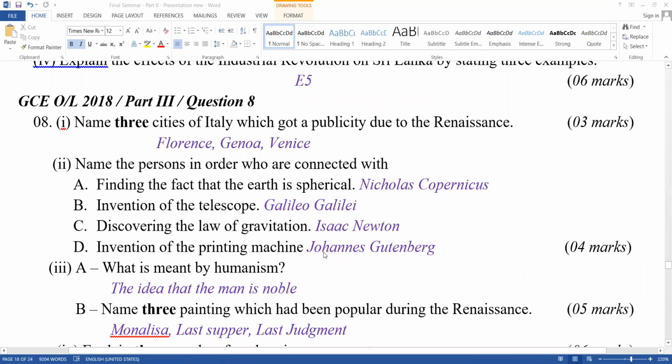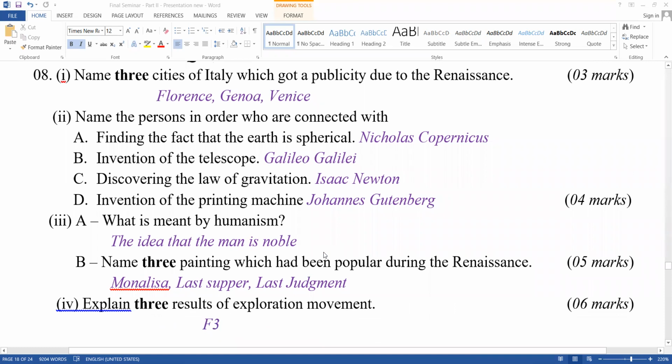Name three paintings which had been popular during the Renaissance: Mona Lisa, Last Supper, Last Judgment. Mona Lisa and Last Supper by who? Da Vinci, yes. And Last Judgment from Michelangelo, right? Explain three results of exploration movement. The answer is F3. So I told you F3 is our model answer. You can refer to F3 to get this answer.